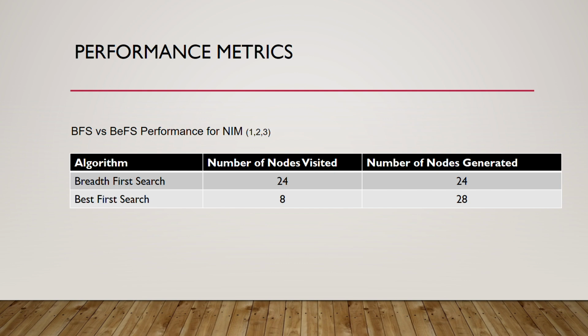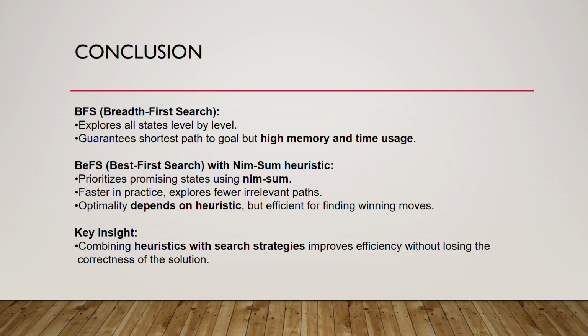The performance metrics of BFS and BEFS. Let us consider an example of a NIM game where the initial configuration is 1, 2, 3. In breadth first search, the number of nodes visited is 24, whereas in BEFS it is only 8. And the number of nodes generated in BFS is 24, whereas in best first search it is 28.